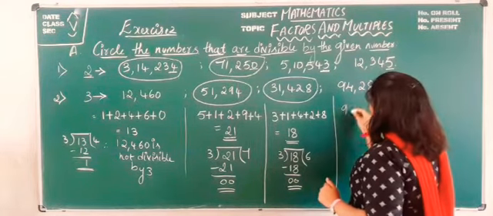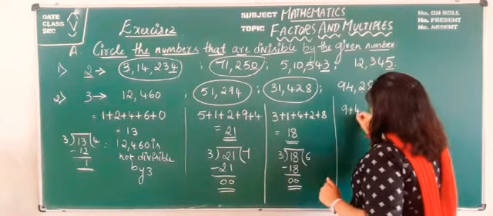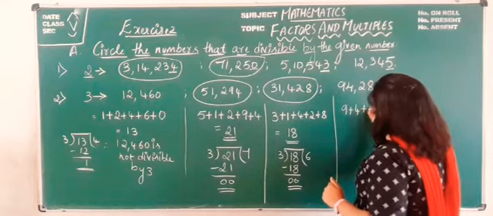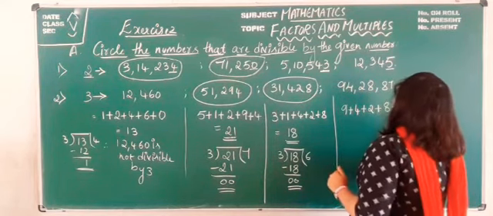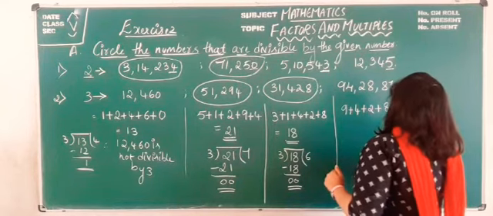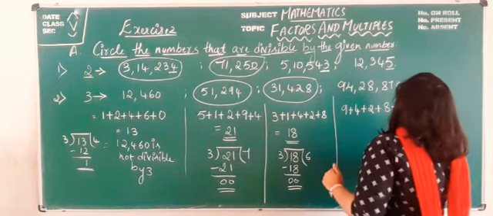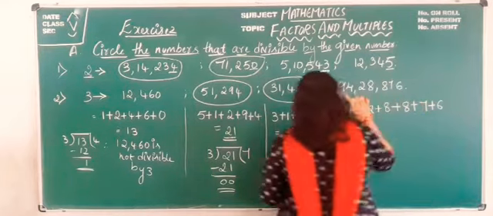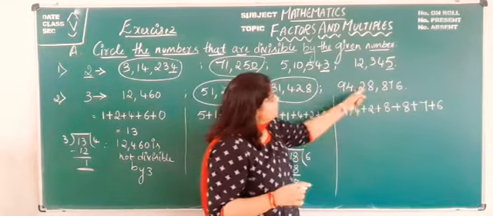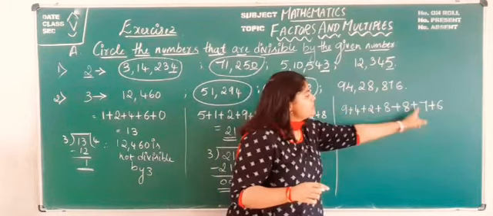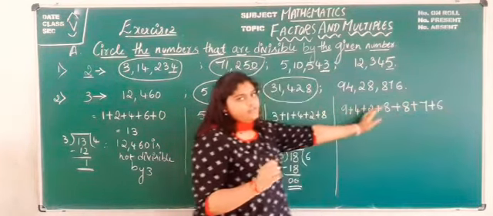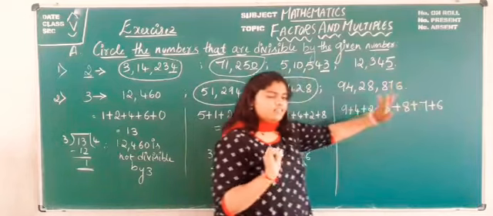Starting from 9 plus 4, then plus 2, then plus 8, again we have 8, then 7 plus 6. So, 9 plus 4 plus 2 plus 8 plus 8 plus 7 plus 6. Now we shall add all the digits in the given number.